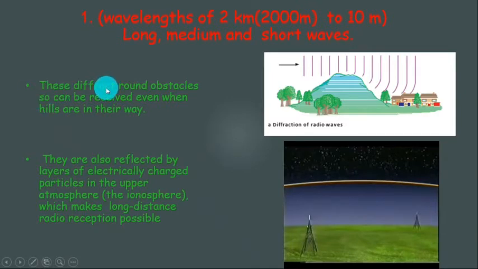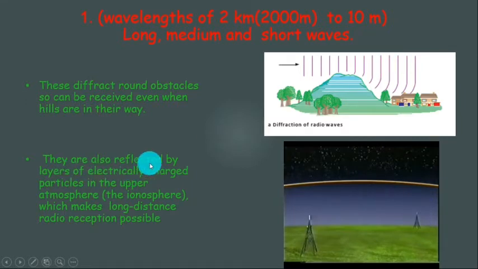The properties of these waves: they can diffract around obstacles, so they can be received even when hills are in their way. So this type of radio wave can what? Bend around obstacles. They can diffract. You remember diffraction? Yes, this type can diffract. That's why even if the source of the wave is here, the radio wave can reach this part. Why? Because the waves can diffract and bend around obstacles.